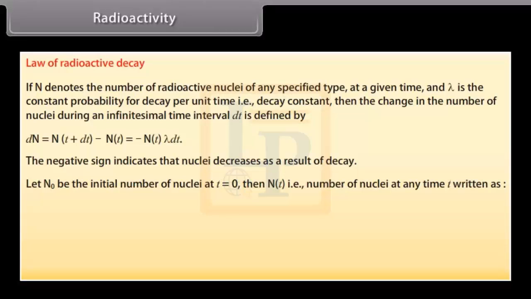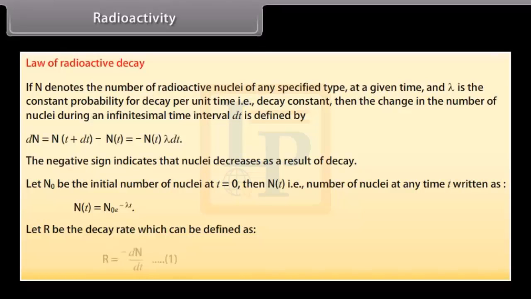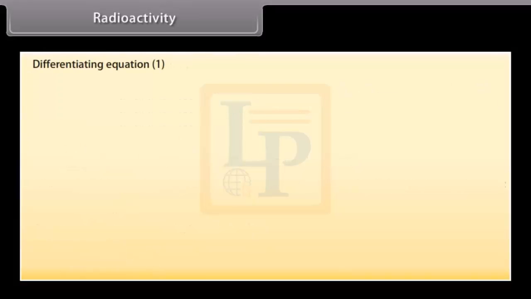Let N0 be the initial number of nuclei at t = 0. Then N(t), that is the number of nuclei at any time t, is written as N(t) = N0 e^(−λt). Let R be the decay rate, which can be defined as R = −dN/dt. Name it as equation 1. Differentiating equation 1, we get R = λN0 e^(−λt).